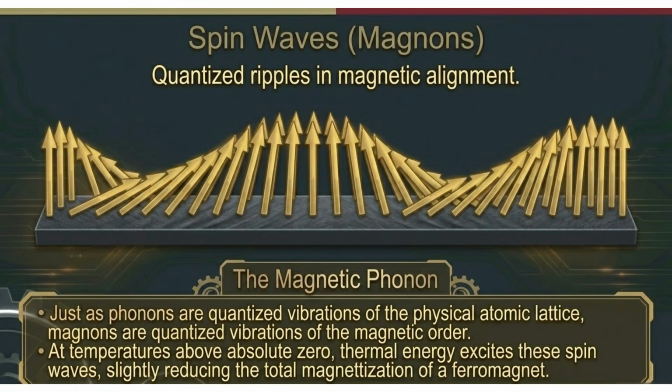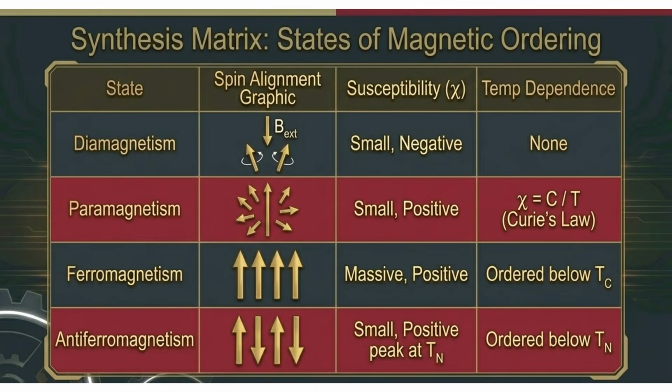Spin waves, or magnons, are quantized ripples in the magnetic alignment, similar to how phonons are quantized vibrations of the atomic lattice. Thermal energy excites these waves, slightly reducing the total magnetization. This synthesis matrix summarizes the four main states of magnetic ordering: diamagnetism, paramagnetism, ferromagnetism, and antiferromagnetism, based on their spin alignment, susceptibility, and temperature dependence.